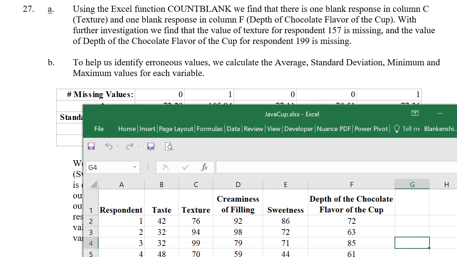So I'm trying to align this for you. We're going to look and see if there are any missing values for respondents. This is the taste column, we're okay. Texture, you've got one missing value here. Creaminess of filling, sweetness okay, but depth of chocolate flavor, we've got one missing value. So that's what I was looking for there. That's one thing you should be able to do.